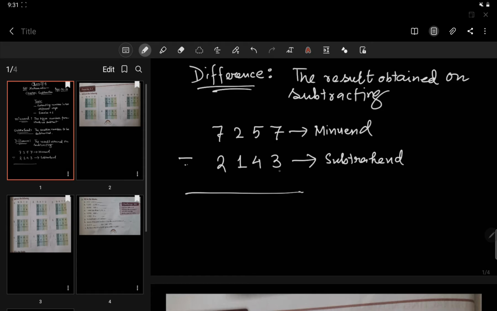Clear? And if you subtract, you will get 7 minus 3, not 3 minus 7, 7 minus 3, it will be 4, 5 minus 4, it will be 1, 2 minus 1, it will be 1, 7 minus 2, it will be 5. So the result is called difference. You already know this.